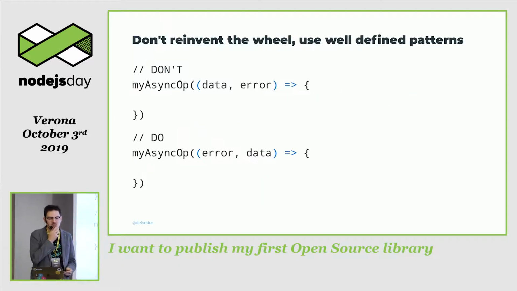Then also, please don't reinvent the wheel. I know that it's very easy to do that, but use well-defined patterns, because if you reinvent the wheel, people will need to read your documentation, and people are lazy. So unless you're using Go, the example is the other way around. For example, in Node.js, you have, sorry, error-first callbacks. You have error, data, not the other way around. So always try to follow the pattern that the community has established. This is very important.